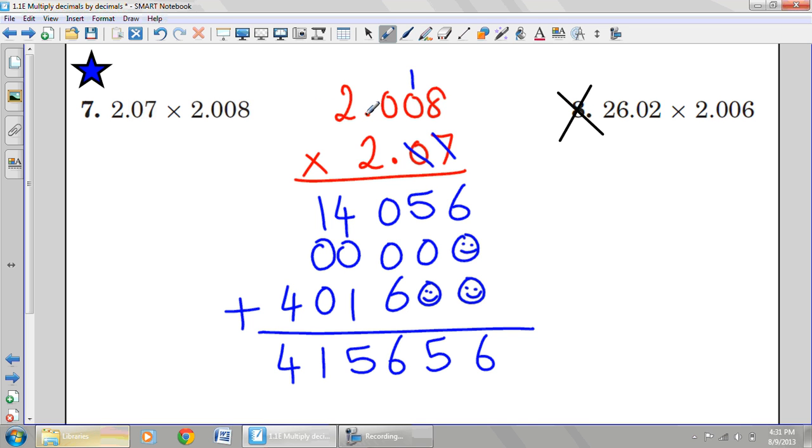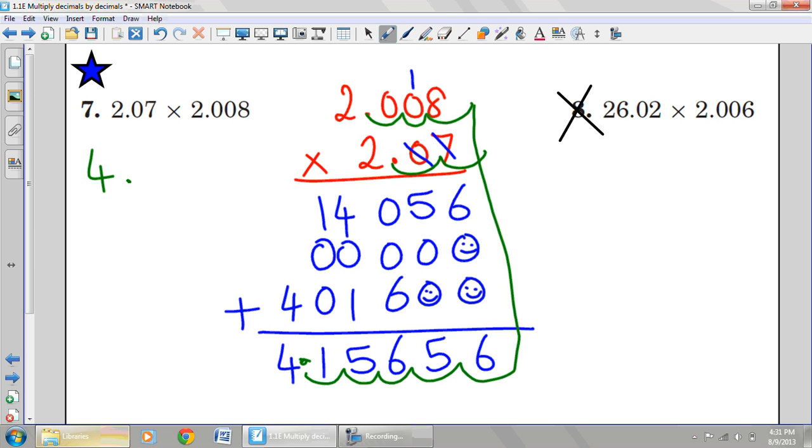You have decimal points, so move it always between the numbers, once, twice, thrice. Once, twice, for a total of 1, 2, 3, 4, 5. Bring it down, 1, 2, 3, 4, 5. The answer is 0.15656. Guess how much money that is?